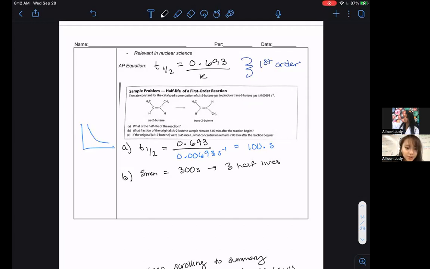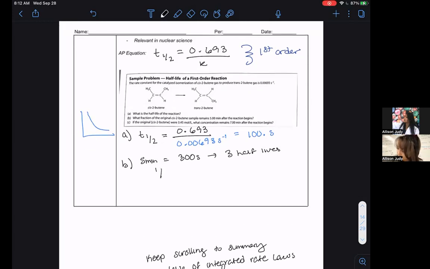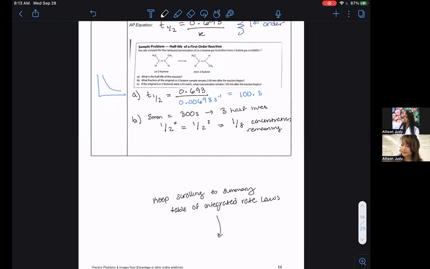What's really, really easy is I can literally just say, well, 1/2, half my concentration, raised to the power of however many half-lives I have. So 1/2 raised to the third is equal to 1/8. I have 1/8 concentration remaining. So that was really simple, really nice conceptually.